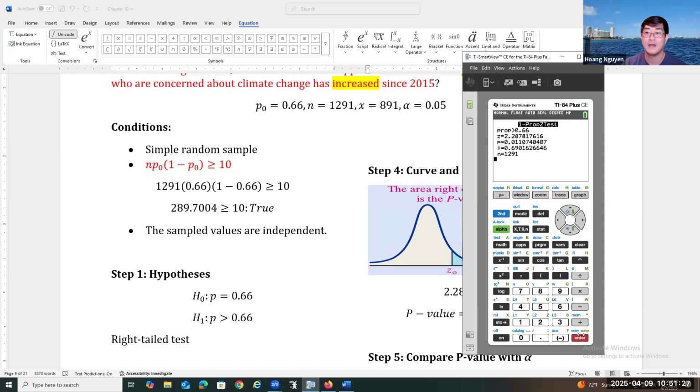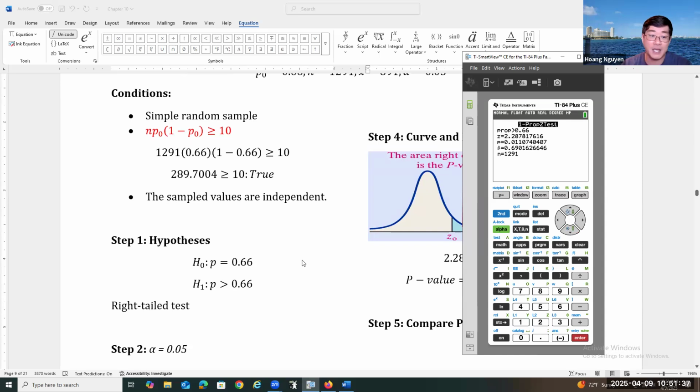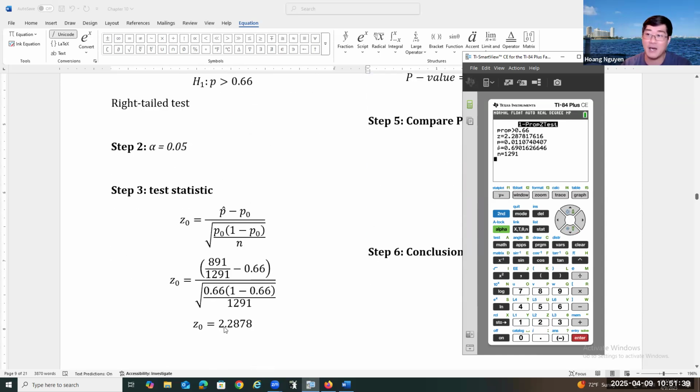Okay, and then you're going to go down to Calculate and give me the answer from the calculator. The first output is going to confirm your alternative hypothesis: proportion more than 0.66, which is the right tail test. The next output is the test statistic that we had earlier. You can use this shortcut, everyone, to get the answer for the test statistic, also 2.2878. Okay, and the next output is going to be the p-value right here.